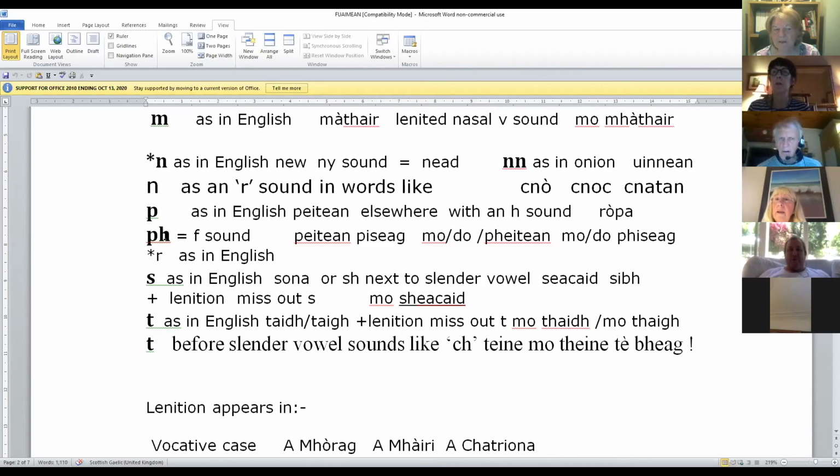PH is an F sound. P lenited is an F sound. So pechjan becomes mo pechjan, which is a waistcoat. My waistcoat becomes mo pechjan. Pishak is a kitten. So then PH becomes an F. So mo pishak or do pishak, my kitten, your kitten.